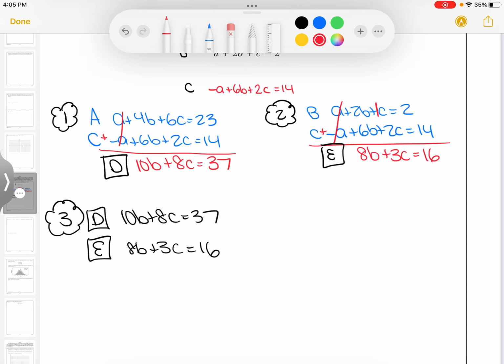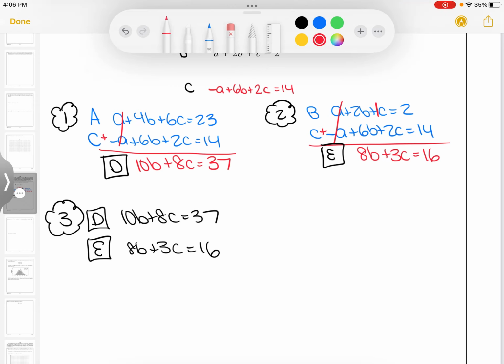Okay, so I have 10b, 8c, and I have 8b and 3c. So this part is kind of a bummer, because I would try to add these equations together. Obviously nothing cancels, and it's not as easy to cancel something out as it was with the A's and the negative A's. So if I'm trying to cancel out this 10, I would need this 8 to be a negative 10, and I can't multiply 8 by anything nicely to turn it into a negative 10.